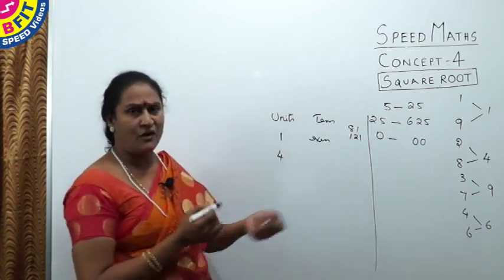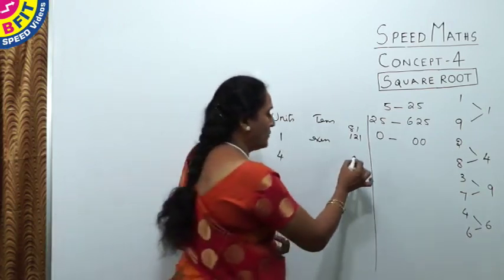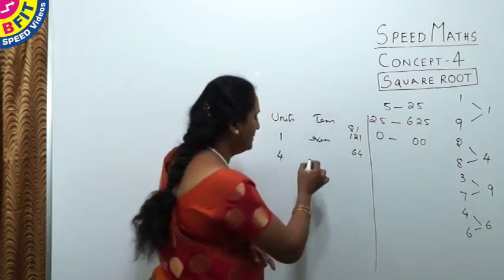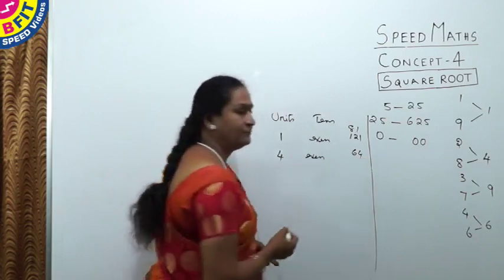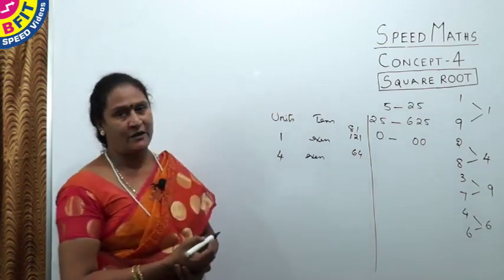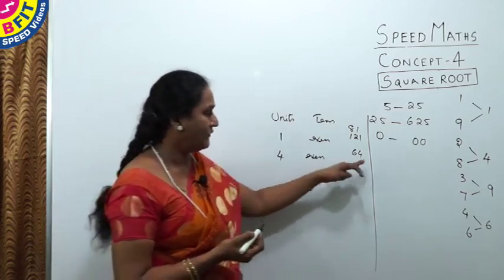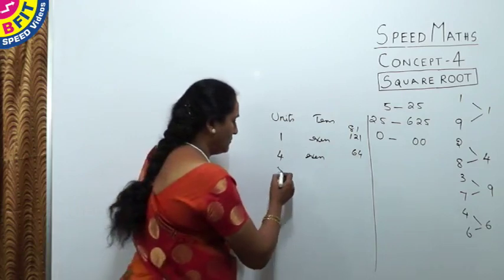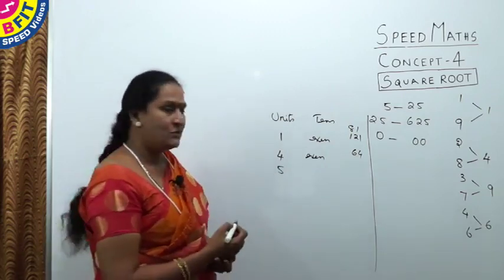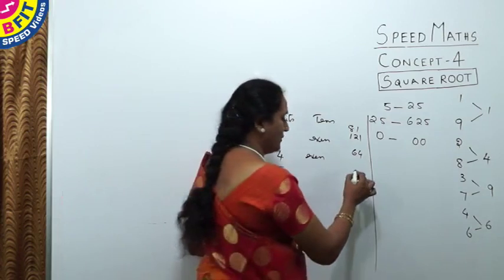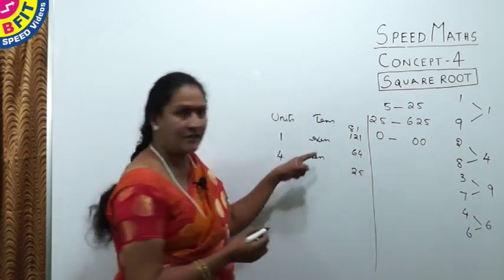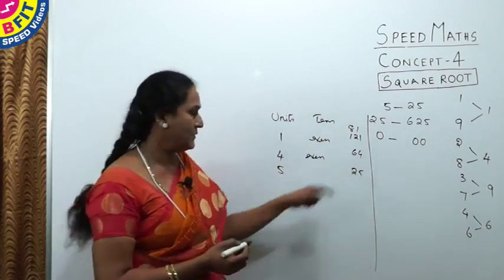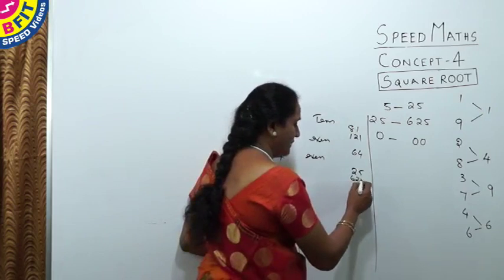So if you have 4 in its unit place, what can be the tens place? Say for example 64. It should be an even number. Only then will it be a perfect square. If it is a perfect square ending with 4, the tens place will always be an even number. So if you have 5 in the unit place, what can be the tens place? Side by side I am writing the examples to show you the pattern. So 25 ends with 5, 625 ends with 5.